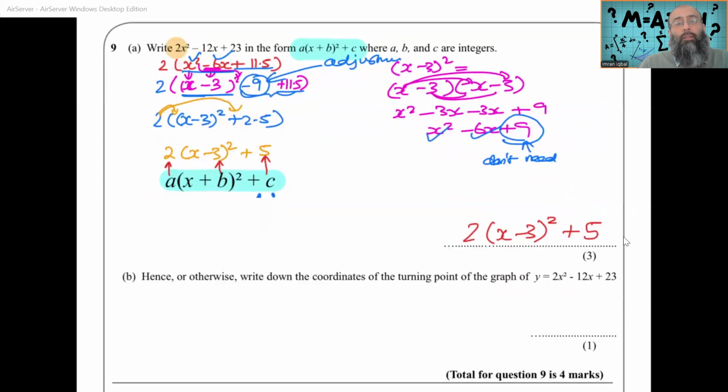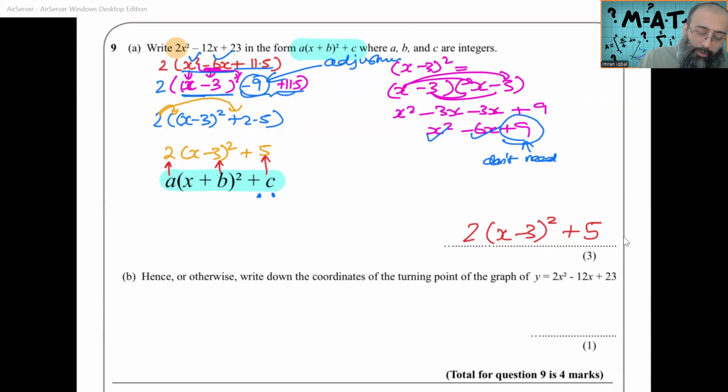Okay, hence or otherwise write down the coordinates of the turning points of the graph y equals 2x squared. Okay, so now even though we have a 2 hanging as a multiplier outside the x minus 3, that doesn't actually change what we've done in the first question. Now they've changed the letters, so hopefully this doesn't get confusing. They put A at the front, B in the middle, and C at the end. In the other question, where the B is, the A was. So don't get hooked on the letters, it's about its position.